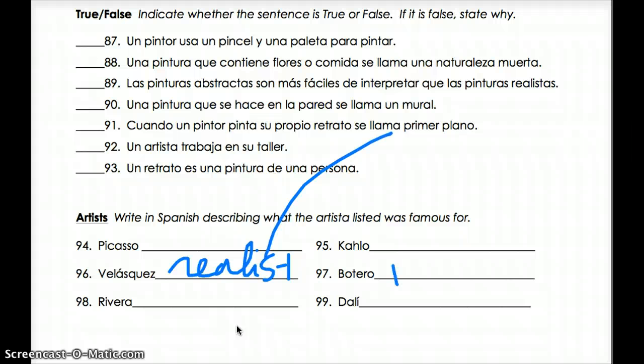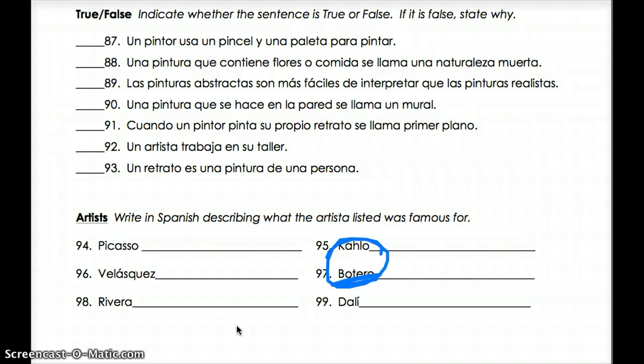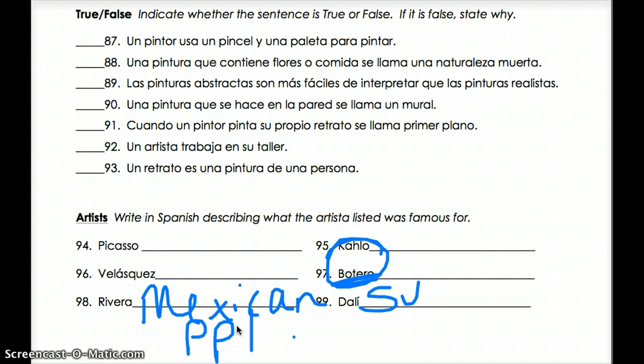Botero, los gruesos, the chubbies, the fatties. He did not actually paint fat people. That's just how he paints. He's still alive, by the way, the only one that's still alive. That's just how he paints, but that's what they look like. Rivera painted the Mexican people. Dali was definitely surrealist.